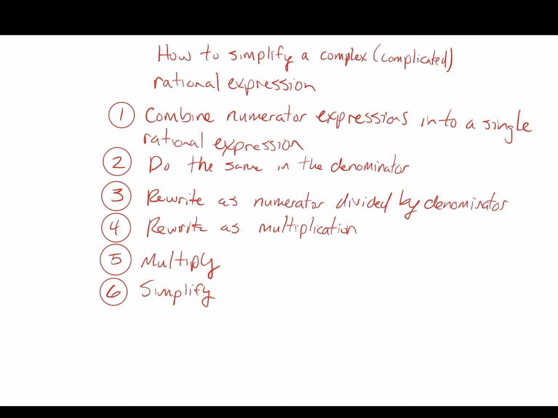Then we rewrite the numerator and denominator as a division problem, which we can then flip the denominator and then multiply and simplify. Now that all sounds sort of complicated in and of itself, but let's try an example to try and break this down.